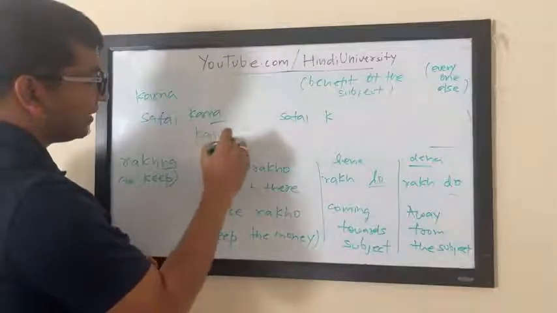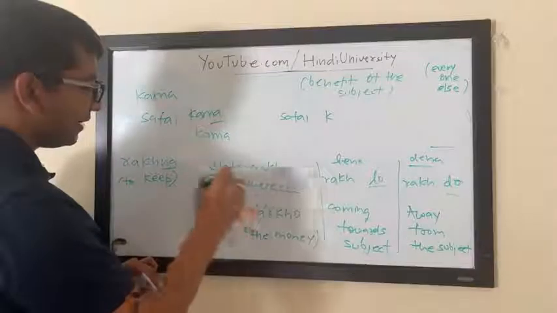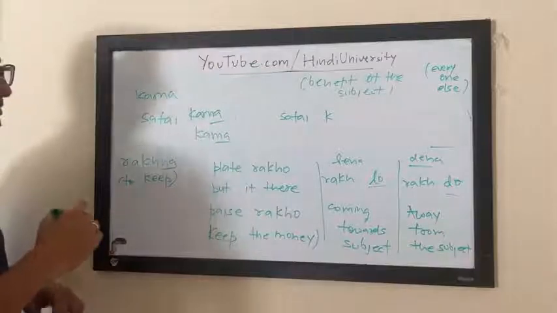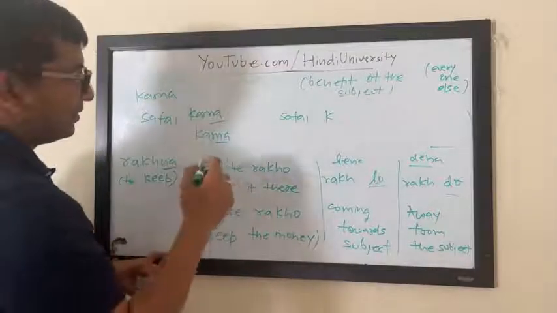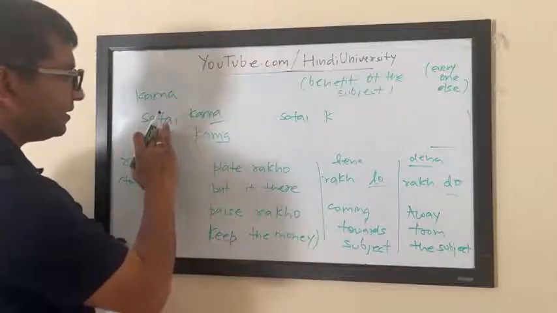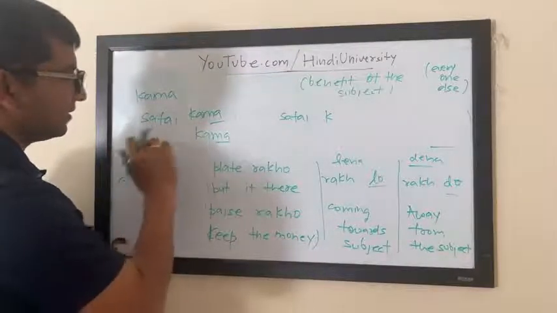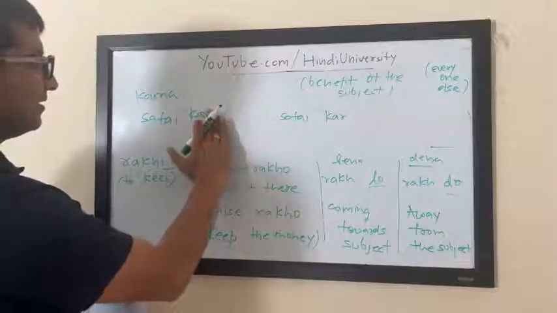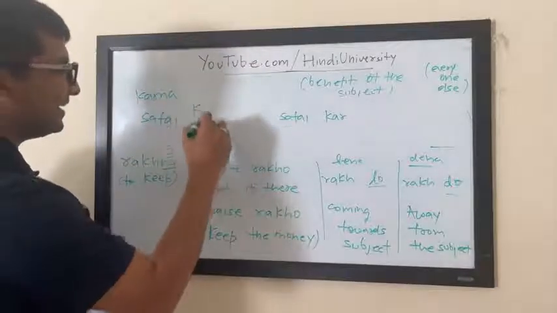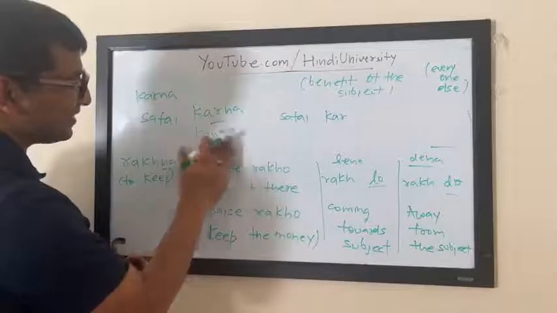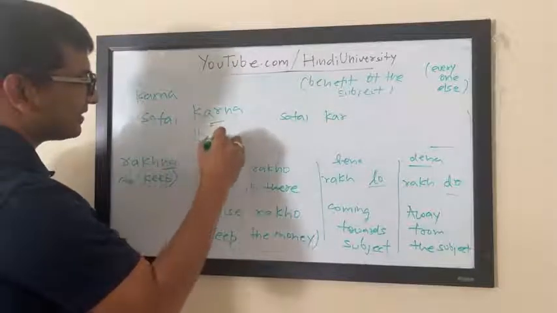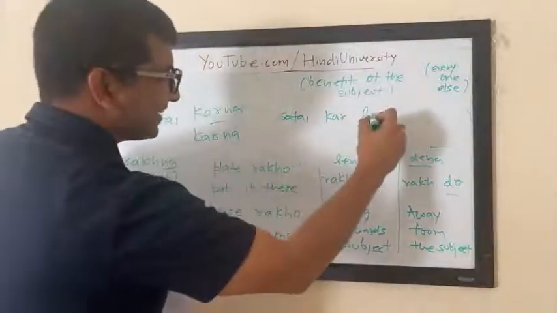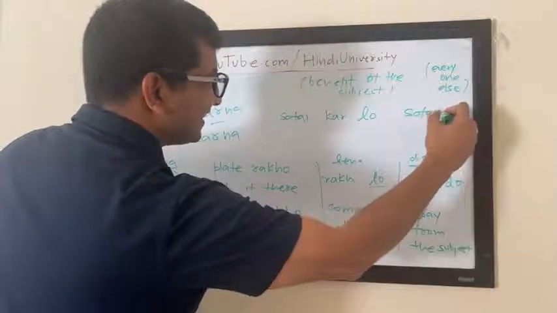So karna, safai karna, right? So just like rakhna, you remove the na and you put kam. Okay, so what is the verb here? Joining the R with the na, so it looks like an M. Yes. I see. Sorry, I'm writing it very fast. So I really mixed them together. Safai kar do. That's right. Thank you so much.